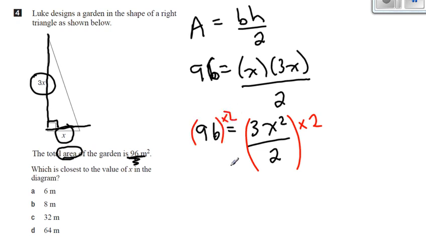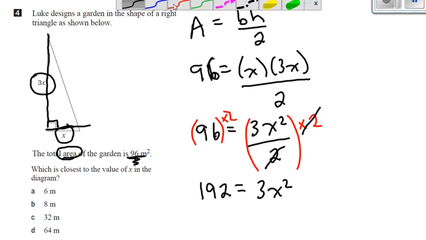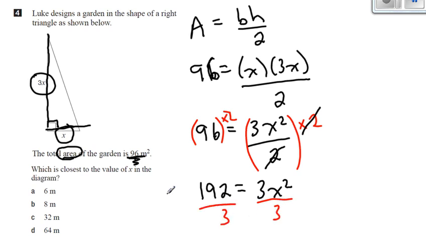So on the left, when I multiply by 2, 96 times 2 is 192. On the right, when I multiply that by 2, this 2 just simply cancels this 2. So I'm left with 3x squared. So now, again, I'm isolating for x. So on both sides of the equation, I'm going to divide by 3.